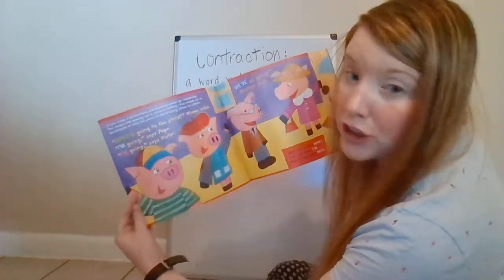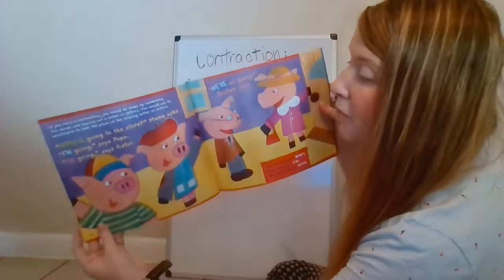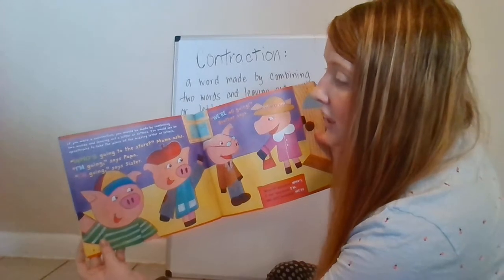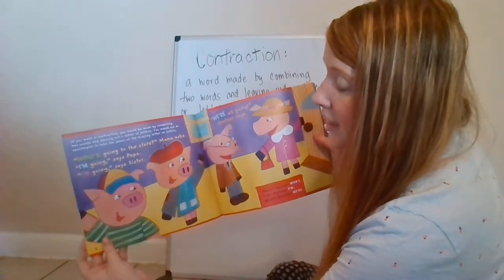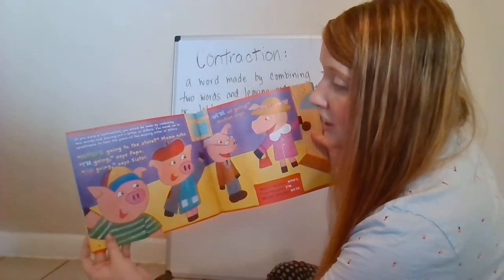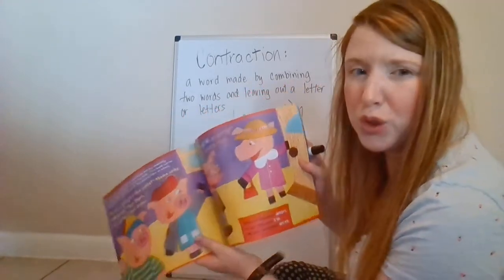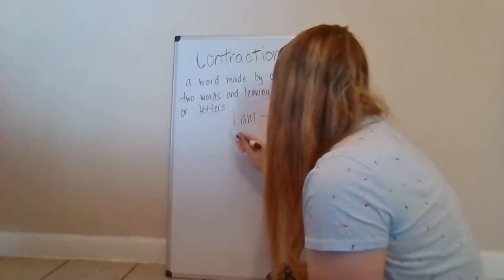If you were a contraction, you would be made by combining two words and leaving out a letter or letters. You would use an apostrophe to take the place of the missing letter or letters. Who's going to the store? Mama asks. So who's? Where do we think that who's came from?